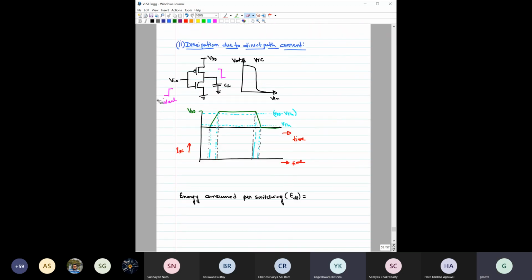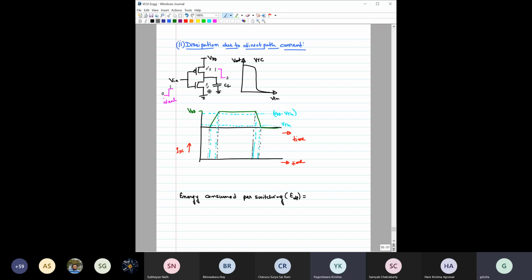Now, dissipation due to direct path. So what does this mean? So far we have considered the input to be a type of step input, so it changes from 0 to 1 all of a sudden. Similarly, the output changes from 1 to 0 instantaneously. But practically, this is not the case. If this transistor is off, PMOS is on; if this is off, then this is on. For this input, never would both transistors be in the on state.